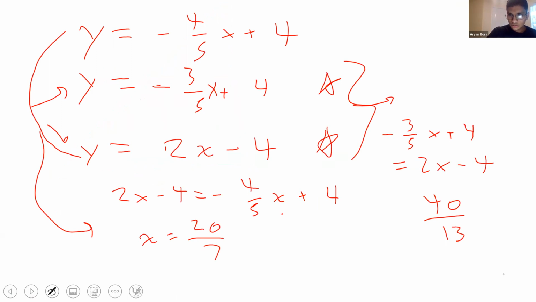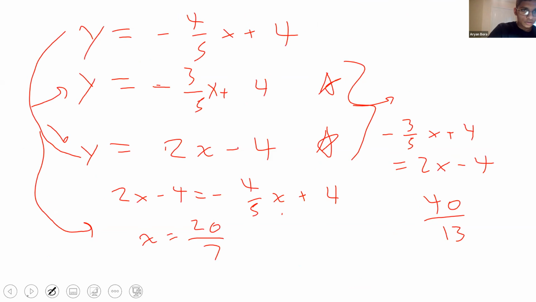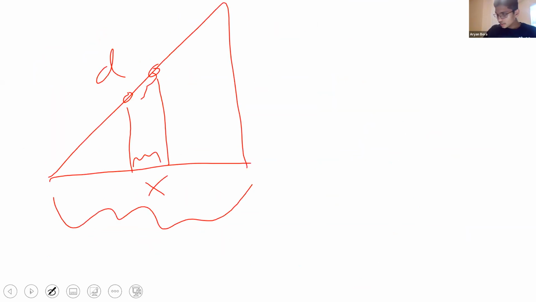So all we have to do now is subtract these x coordinates. So we find this x distance, then we can find this entire EF distance and then divide. And if we do that, I'm quite confident you all can do that, we'll get 10/91. So you can check your work later. Nice.